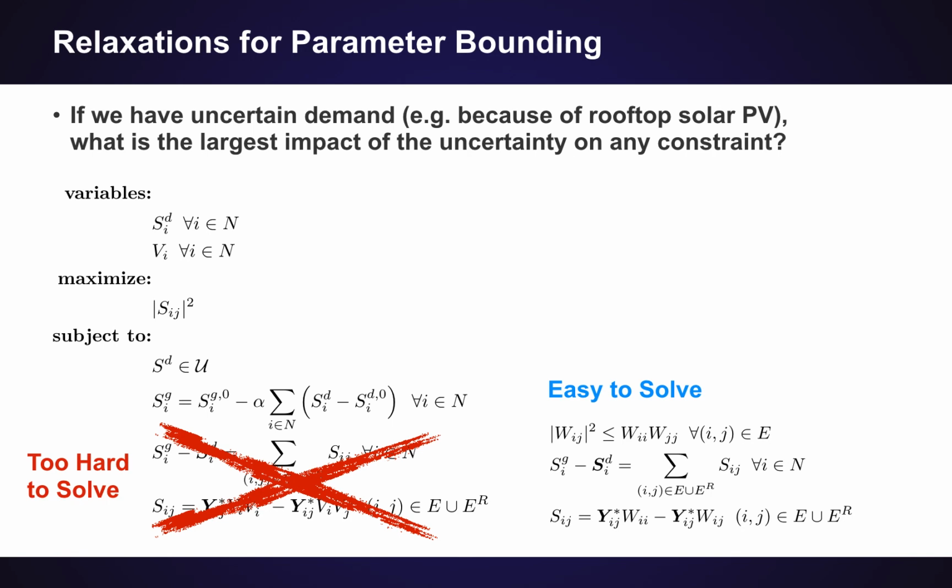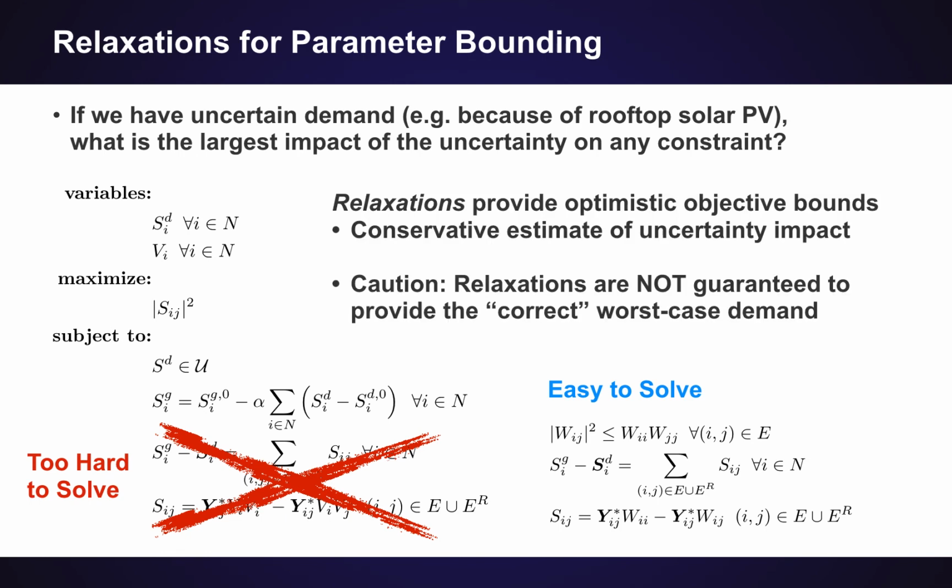And here it is really important to note that the reason we want to do this is that, as we saw before, the relaxations provide an optimistic objective bound. So really, we are getting a too high power flow in this case. You could imagine that the estimate that we are getting by trying to maximize the power flow on this line would be larger with the relaxation than it would be with the original AC power flow constraint. And that is exactly what we want to know here, because we want to have some conservative estimate.